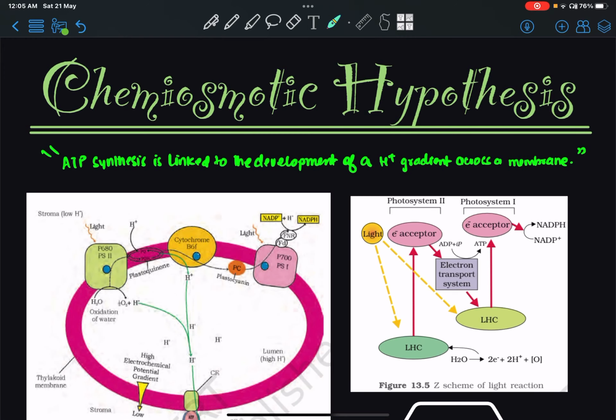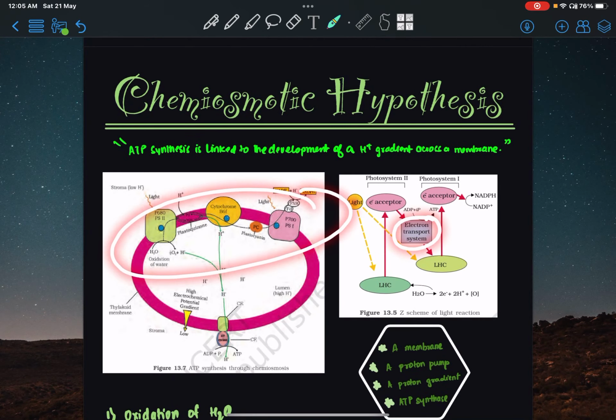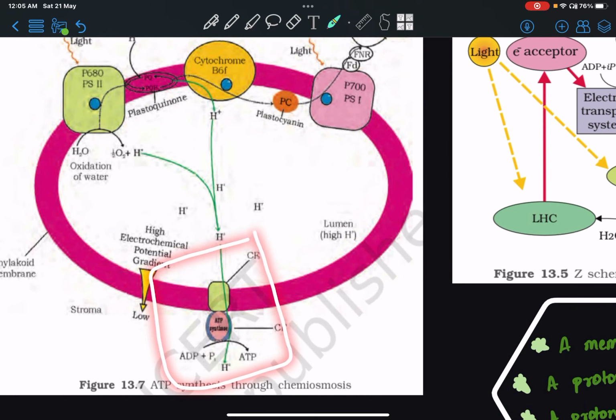As we all know, this is the scheme of the light reaction. You see there is an electron transport system here. This is actually what is happening here, whereas the chemiosmotic hypothesis is only what happens here. So I'll clear that during the course. But just because NCERT discusses this, I'm going to first talk about that.